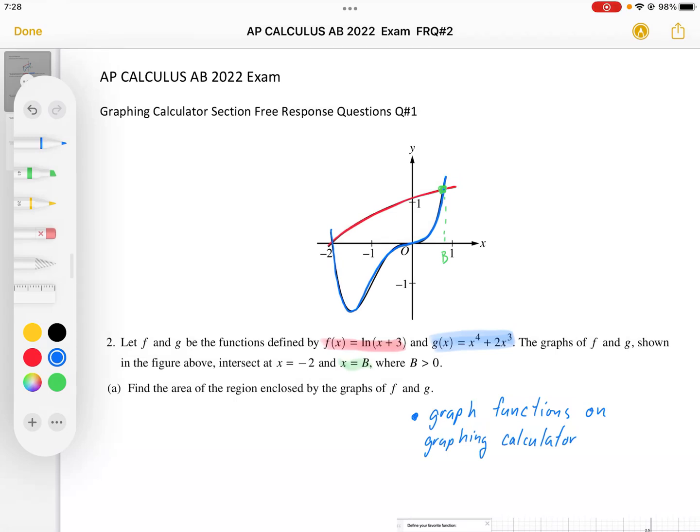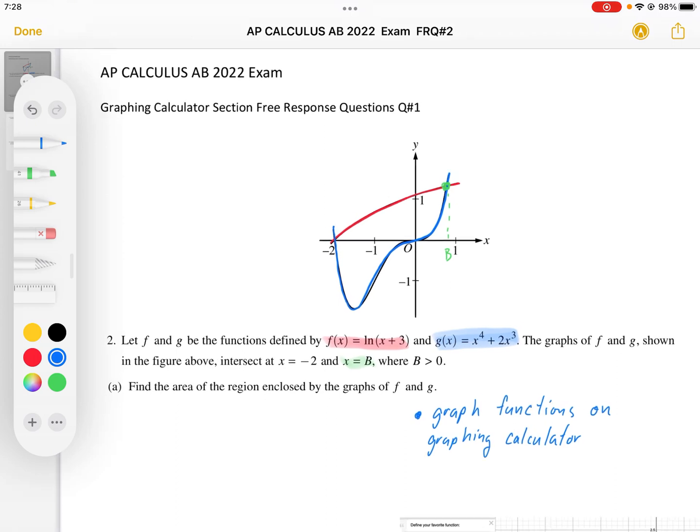Number 2, let f and g be functions defined by f of x equals log x, which I've highlighted in red, and g of x equals x^4 plus 2x^3, which I've highlighted in blue. The graphs of f and g are shown in the figure above, and they intersect at x equals -2, right on the x-axis there, and at x equals b, where b is greater than 0. So b is unknown.